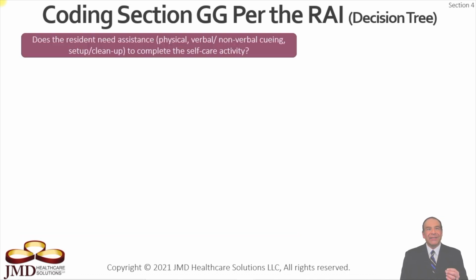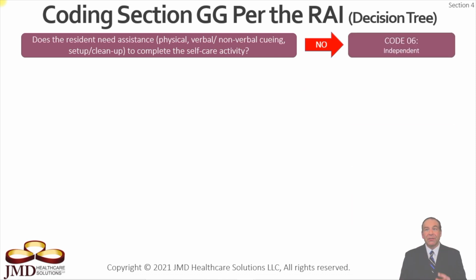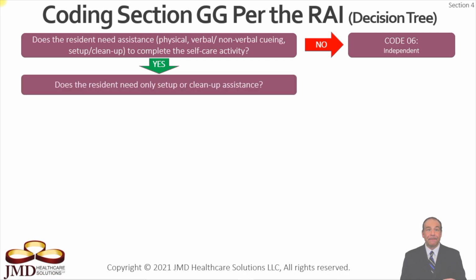Does the resident need assistance? Physical, verbal, nonverbal cueing, setup, cleanup, all the stuff we were talking about, to complete a self-care activity. No. Boom. Independent. No, independent. That's where you start. Now, if it's yes, now we start through our, I don't know what you want to call it, your rankings of assistance, so you don't miss one or get confused. You can go right down the line, right?